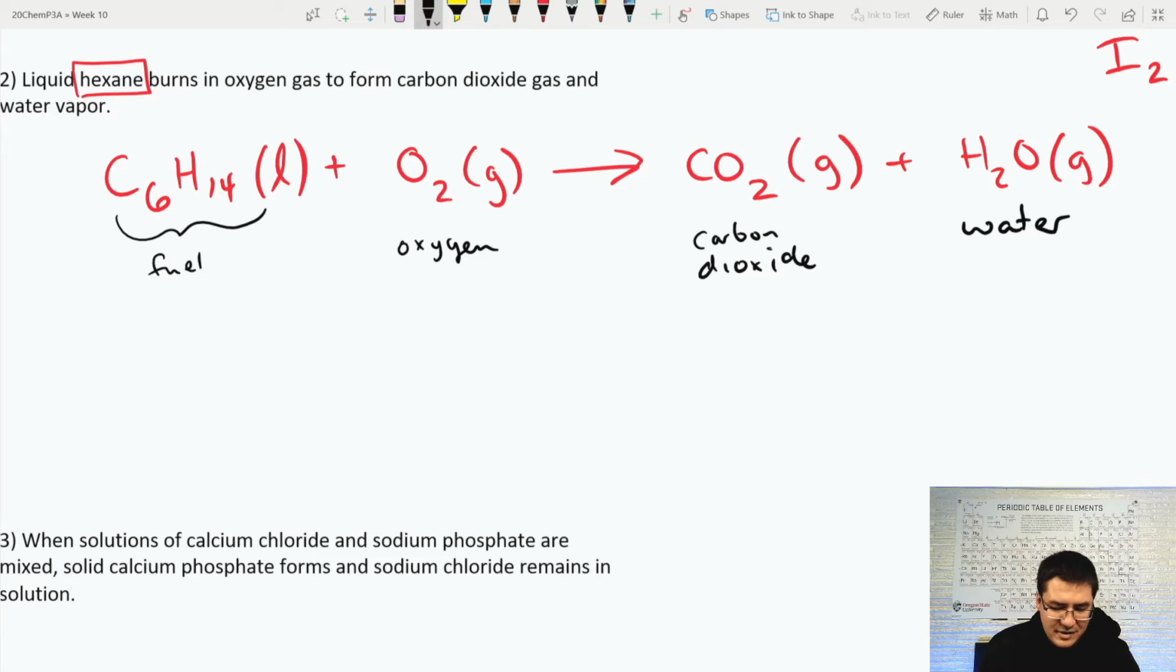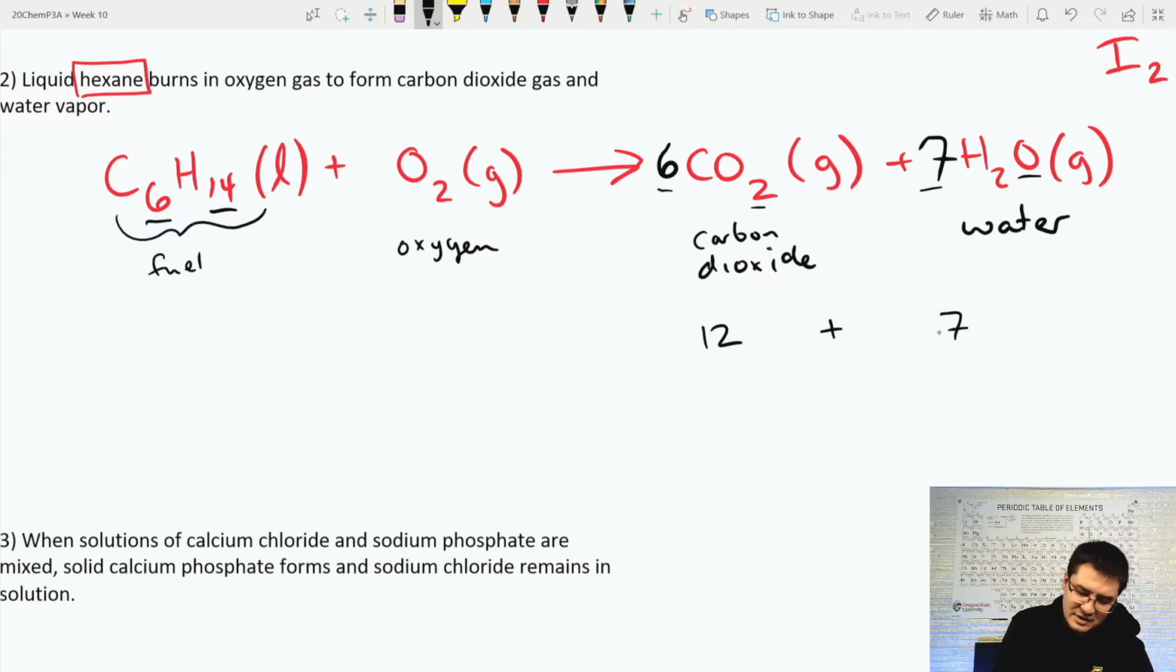So when you balance a combustion reaction, you usually save the oxygen, the O2, for last. So I balance the carbons by multiplying this one by 6, right? That accounts for the 6 carbons here. I need to multiply the water by 7 to account for the 14 hydrogens there. And then I got to do some accounting. So I have 6 times 2, so I have 12 oxygens, and I have 7 times 1, I have 7 oxygens. So I have a total of 19 oxygens.